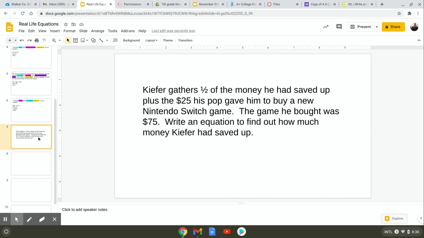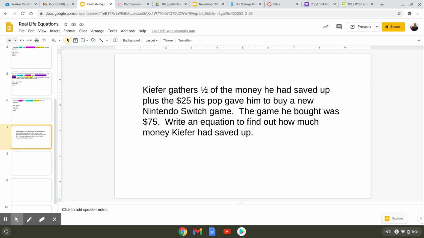Okay, we're going to try one more, and then I'm going to show you how to work on the IXL. IXL has one of its, I think it's S3. I wrote it down. Let me find where I wrote it down. S7. S7 has some where you can write the equations from what's given. Okay, so this says Kiefer gathers half of the money he had saved up, plus the $25 his pop gave him to buy a new Nintendo Switch game. The game he bought was $75. Write an equation to find out how much money Kiefer had saved up.